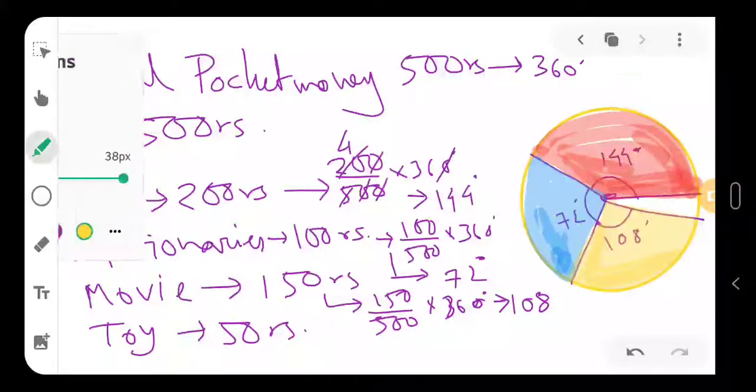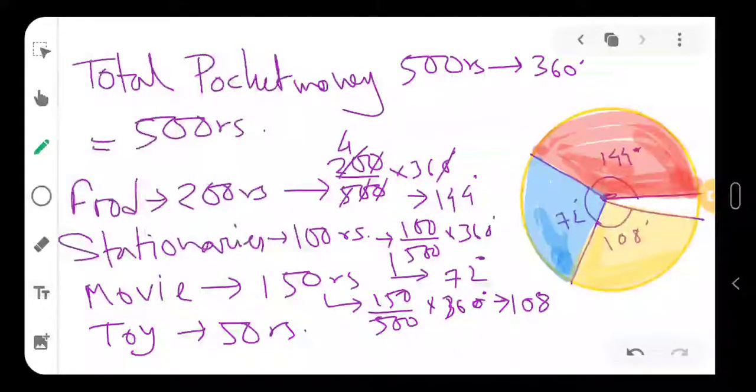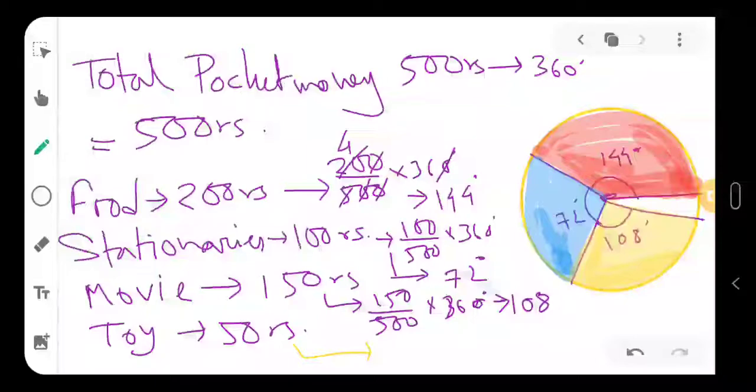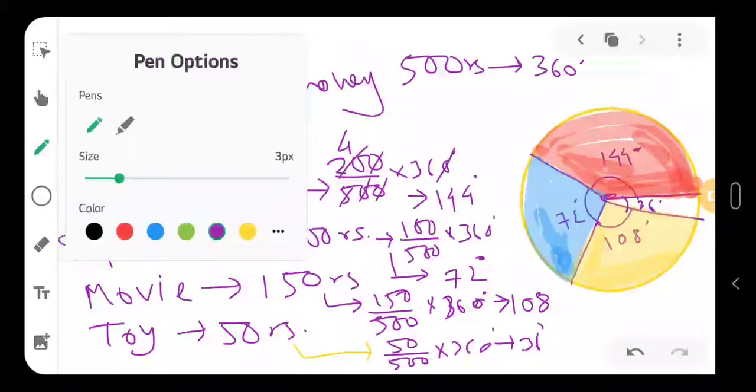And the last portion will be, obviously you don't have to measure, but you can measure in order to check whether you have done the correct thing or not. That will be your 50 by 500 into 360 degree. So that will become 36 itself, 36 degree. So this much will be your again 36 degree, and then you just color anything you like. Let's say I'm coloring green here.